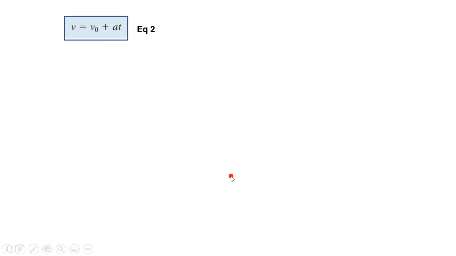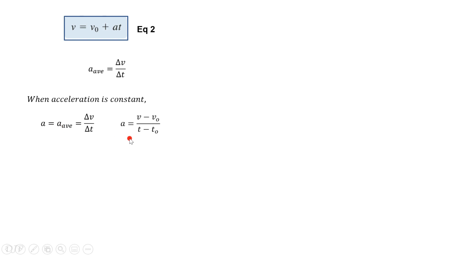Previously, you learned that average acceleration is equal to change in velocity over change in time. But when the acceleration is constant all throughout the motion, acceleration at any instant is also equal to average acceleration. Therefore, acceleration is equal to final velocity minus initial velocity all over final time minus initial time. Usually, initial time is set to 0.